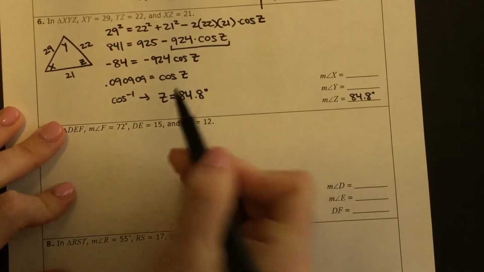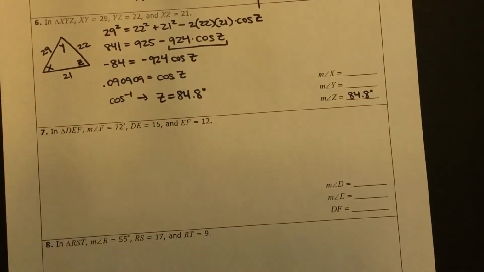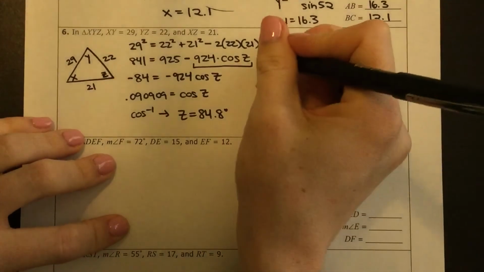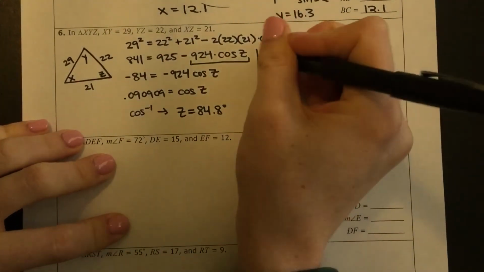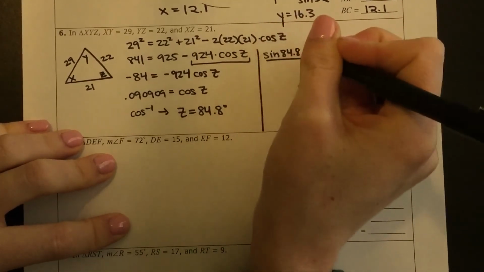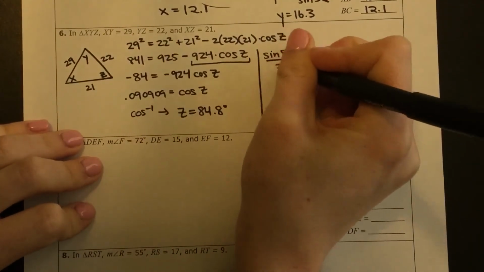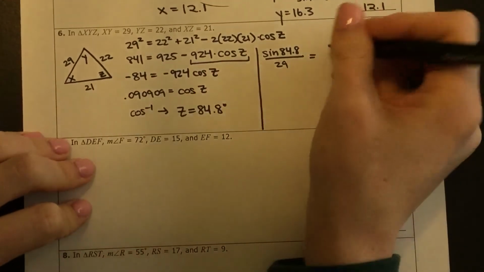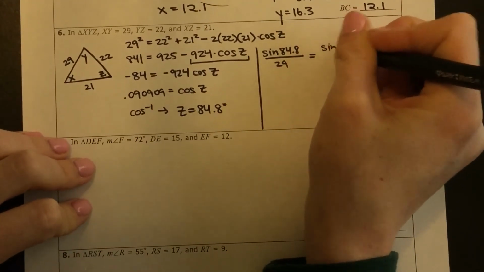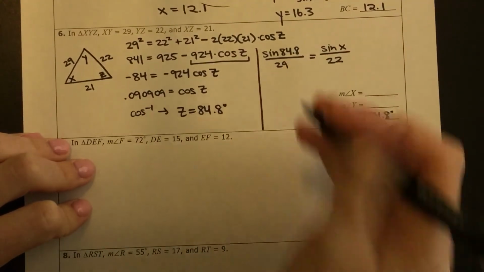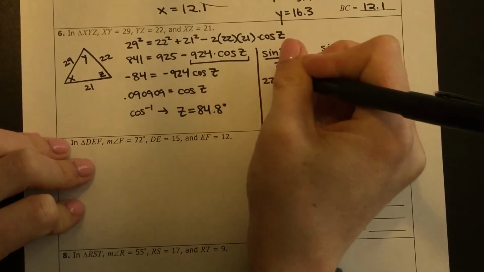Now we have a pair. We have angle z and we have side z. So now we can set up the law of sines to find the other piece. Okay, so I'm going to do sine of 84.8 over its opposite side, which is 29, equals, and then I'll do the next biggest. So if this is 22, then we know that'll be the next biggest. And then solve for x. So multiply 22 over to the left-hand side.